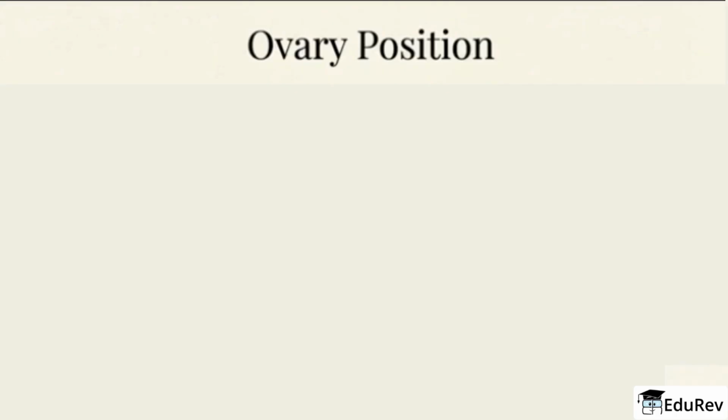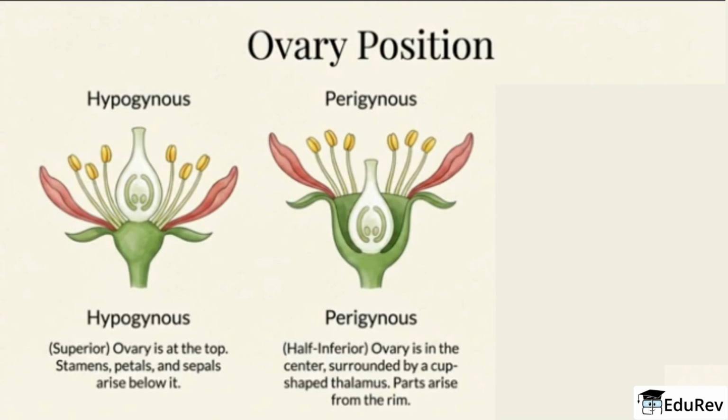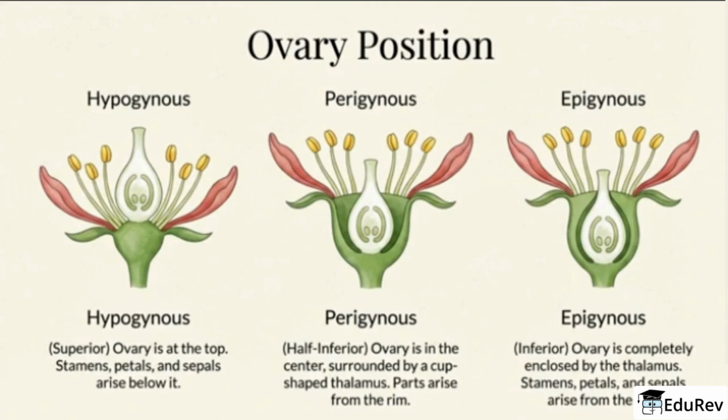The position of the ovary relative to other floral parts defines three common conditions. In hypogynous flowers, the ovary is superior and sepals, petals, and stamens arise below it. In perigynous flowers, the floral parts arise from the rim of a cup shaped structure around the ovary, giving a half inferior appearance. In epigynous flowers, the ovary is inferior and the other parts appear to arise above it, often from the thalamus that has grown up and around the ovary.